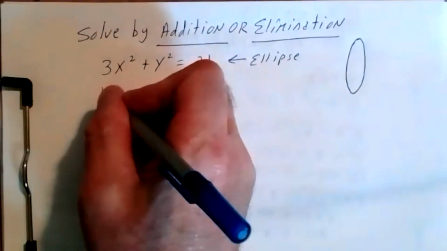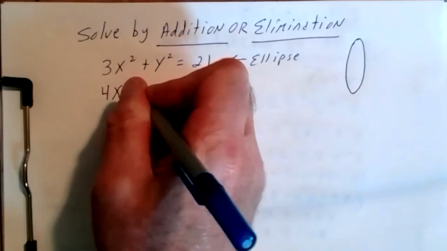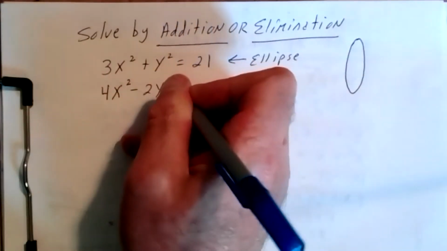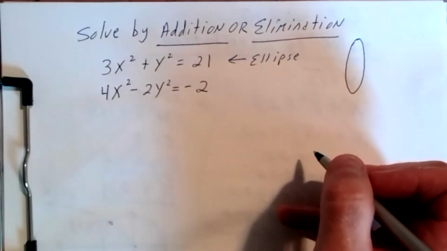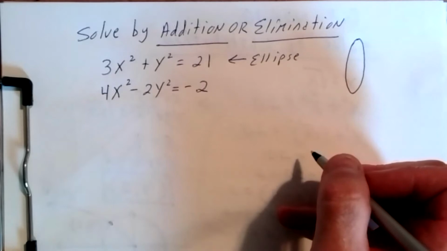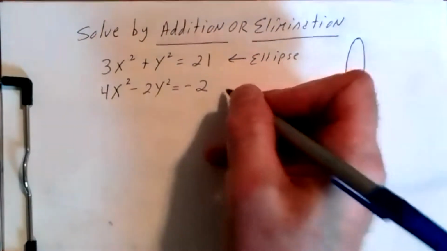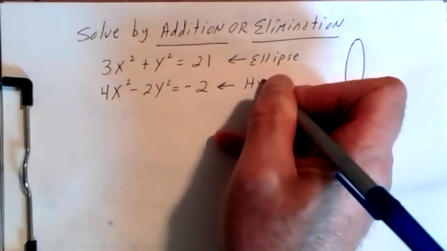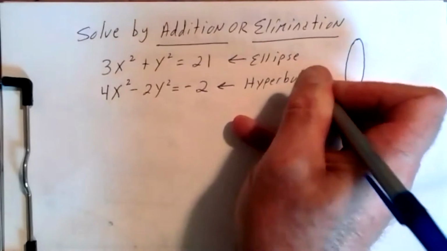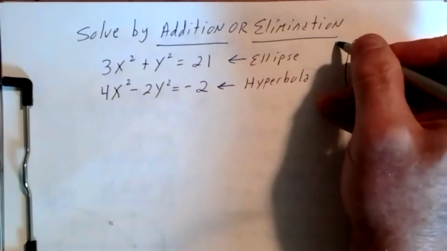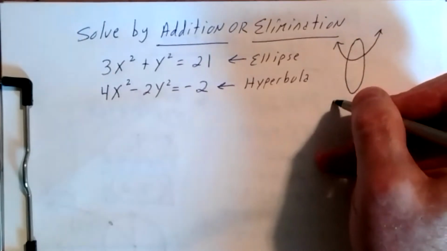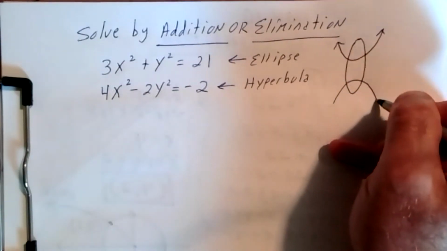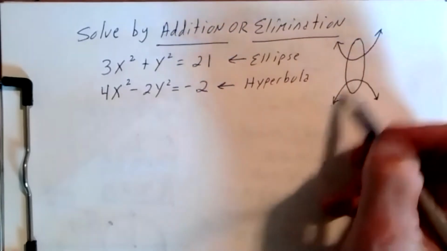All right, the second equation would come at us in the form of 4x squared minus 2y squared is equal to negative 2. Ladies and gentlemen, the graph of this would be a hyperbola. And its graph will look like this, where you have a branch that opens upwards and a parabolic branch that opens downwards. This is called the graph of a hyperbola.